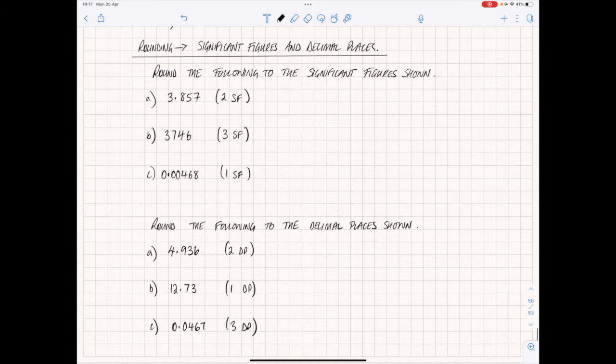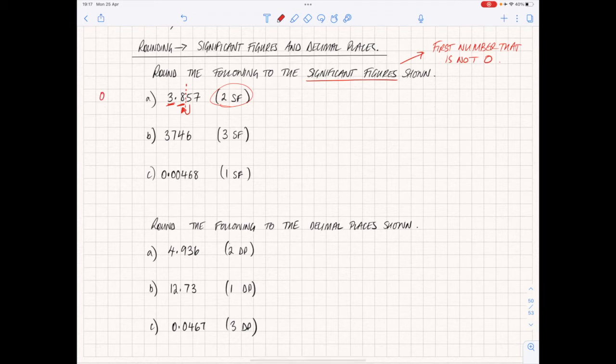Okay, so rounding to significant figures and decimal places is different. So significant figures is the first number that is not 0. Okay, so what I mean by that is 3 here is the first significant figure. So what you need to do is think about 2 significant figures, 1, 2. Underline the significant figure you're looking at, draw a dotted line after it, and then think to yourself, how does that 5 affect that 8?